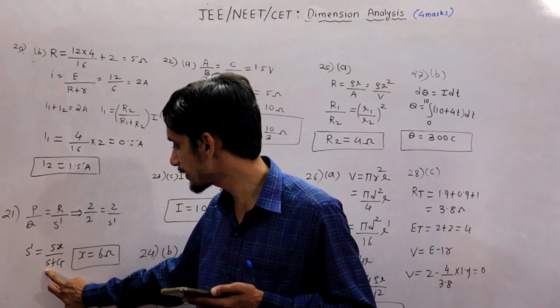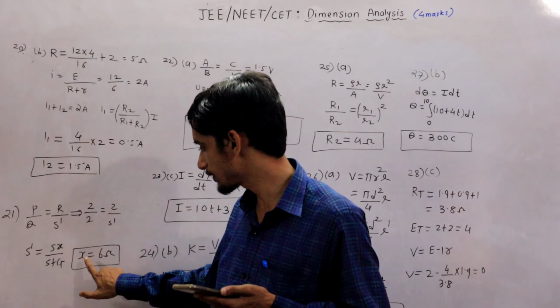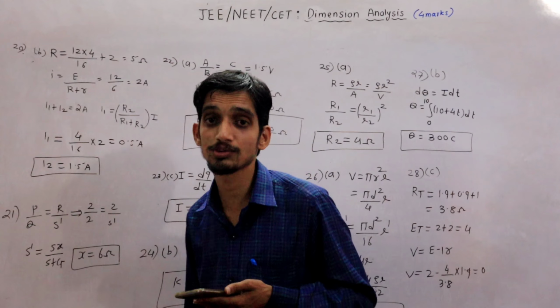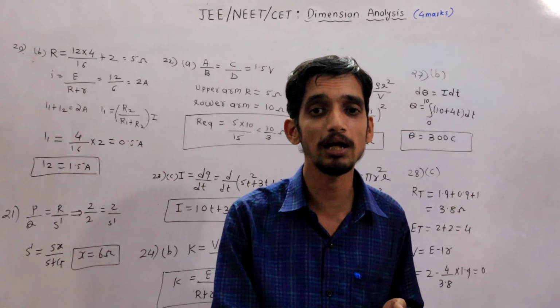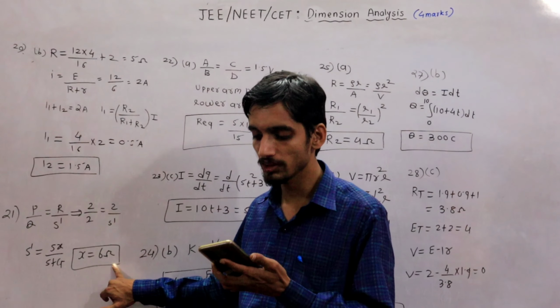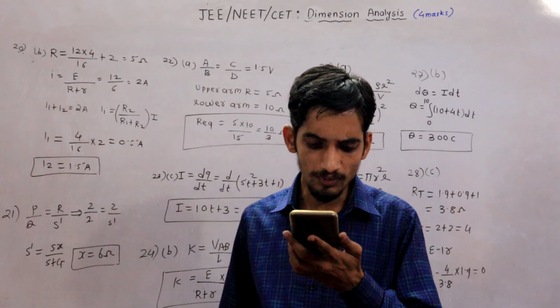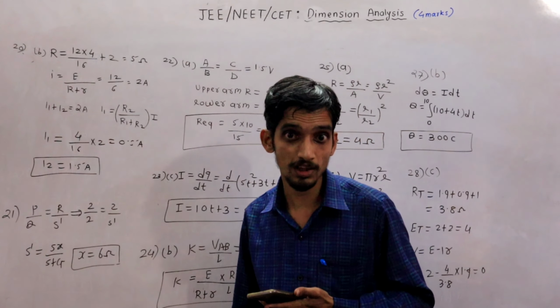So it is S into X by S plus X. That's why X is equal to 6 ohm. So a 6 ohm resistance has to be connected in parallel to make the bridge balance. So in question number 21, option C is the correct answer.